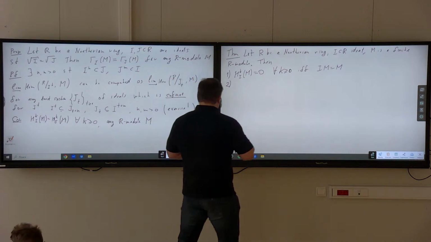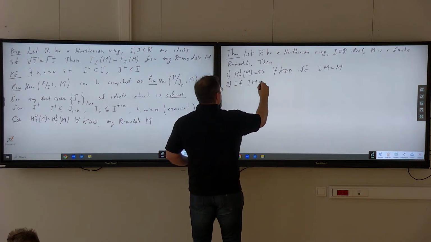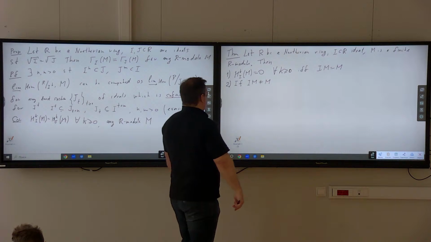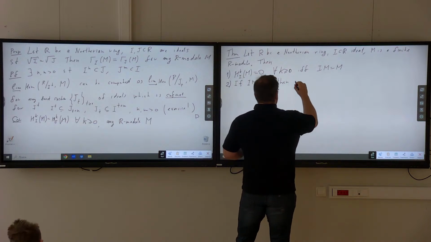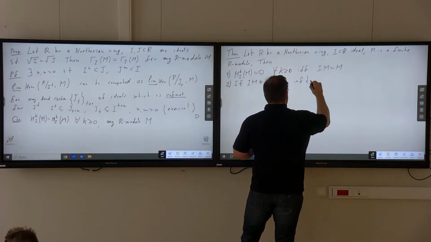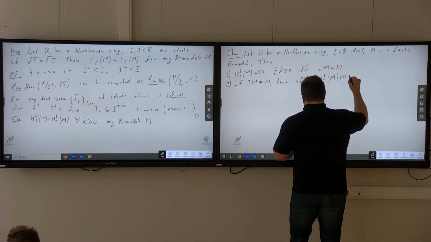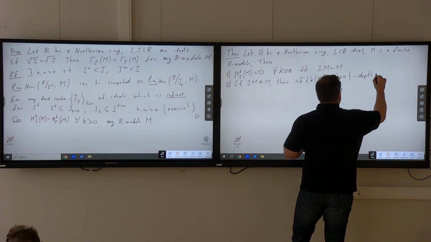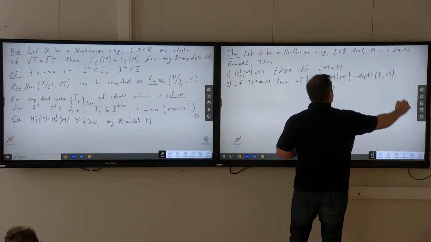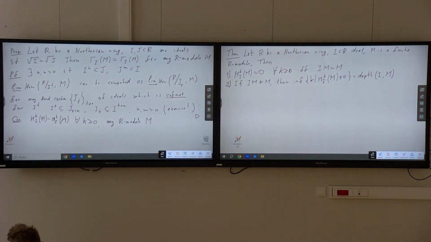And 2, if this is not the case, so if Im is not equal to M, so there is some non-zero local homology, then the infimum of the k such that H_k^I(M) is not equal to 0 is precisely the depth of M with respect to the ideal I. So depth controls where we have non-zero local homology, at least if we go from below.